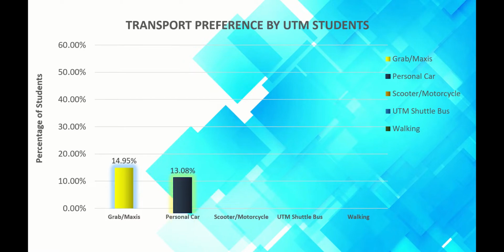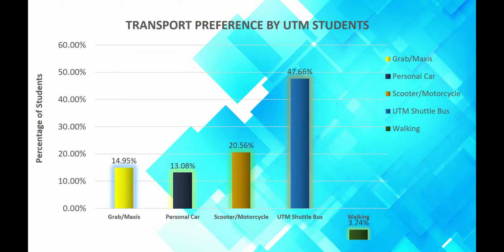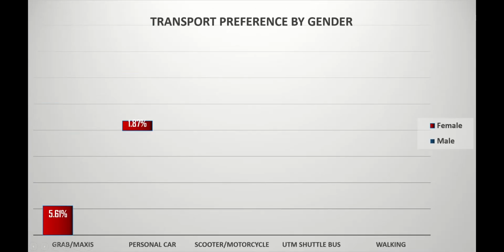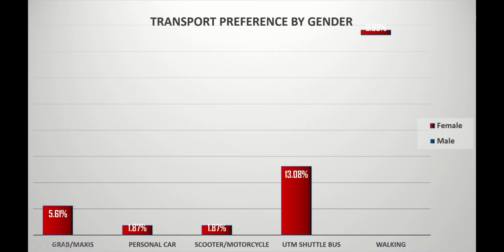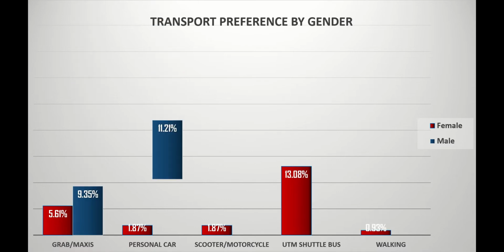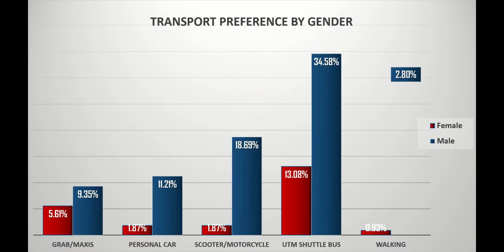Now I am going to discuss transport preference by UTM students. The following column chart demonstrates that the majority, 47.66% of students, use the shuttle bus as transport, and quite a few students like to walk. Following that, motorcycle and scooter users are the second highest. Moreover, when we measure them by gender, both male and female students have the higher tendency of using the UTM shuttle bus. After the bus, female students like to use Grab or Maxim. On the other hand, male students prefer motorcycles or scooters.